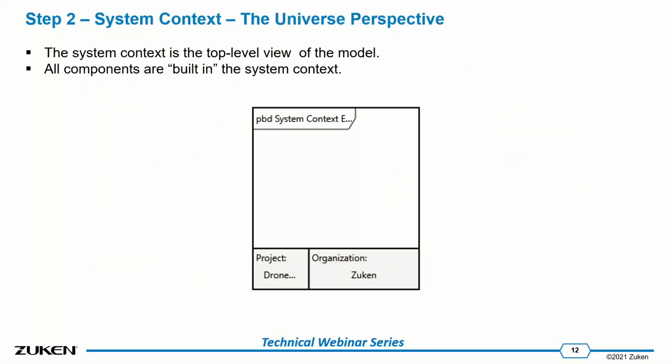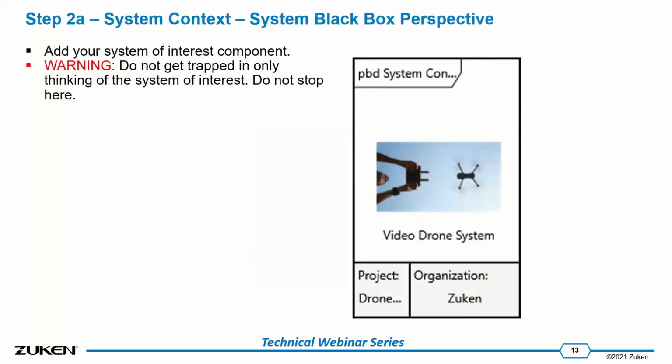The next step, if you remember in the process flow, we talked about the system definition, the black box view. Well, this is the system context. It's one level above that. This is that layer 0, the universe perspective, if you will. This is the top level. Everything gets built into this in the model. This basically captures the universe view of your system. The first thing you would add to that universal view is your system of interest.